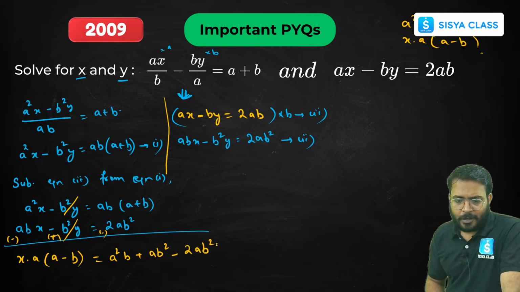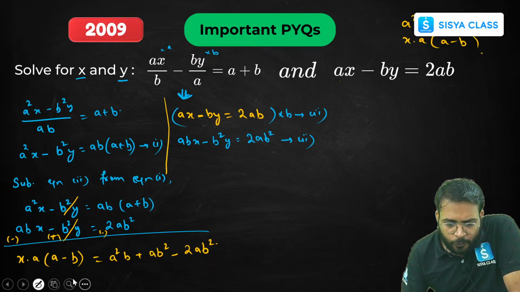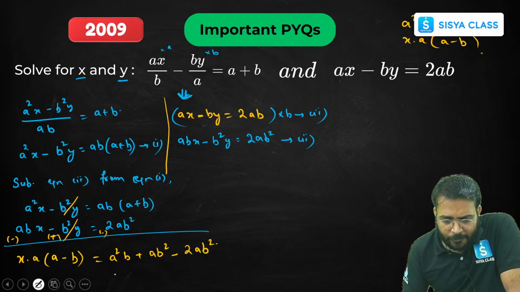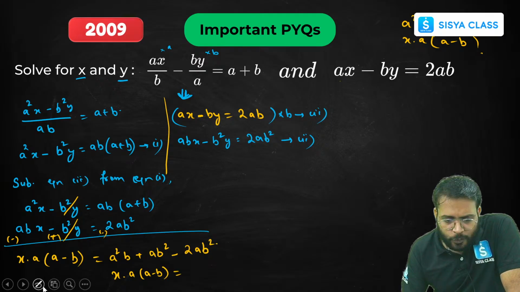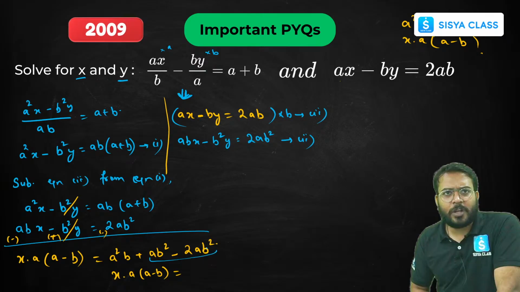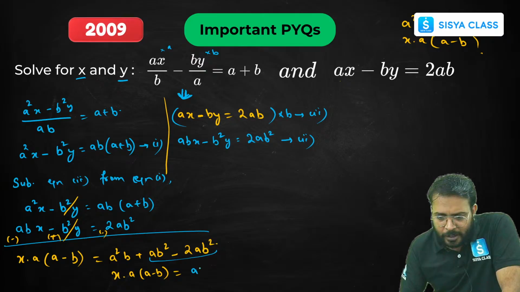Fine. Acha. Now if you see here, when you will solve this, here we are going to have x into a minus b. When you will solve this, what will you get? You will get ab square minus ab square minus 2ab square. What you will get? You will get minus ab square. That means here you are going to get ab square minus a square b minus a square b, right?